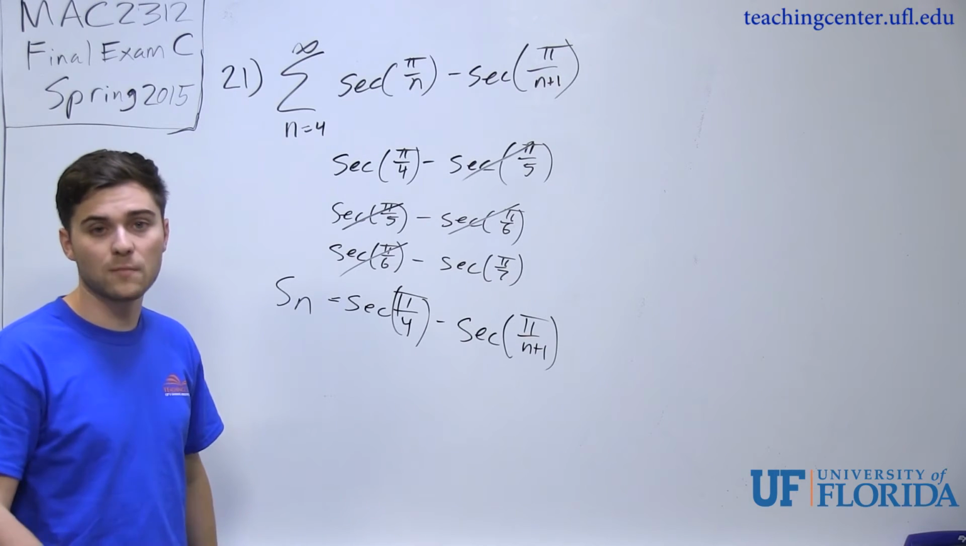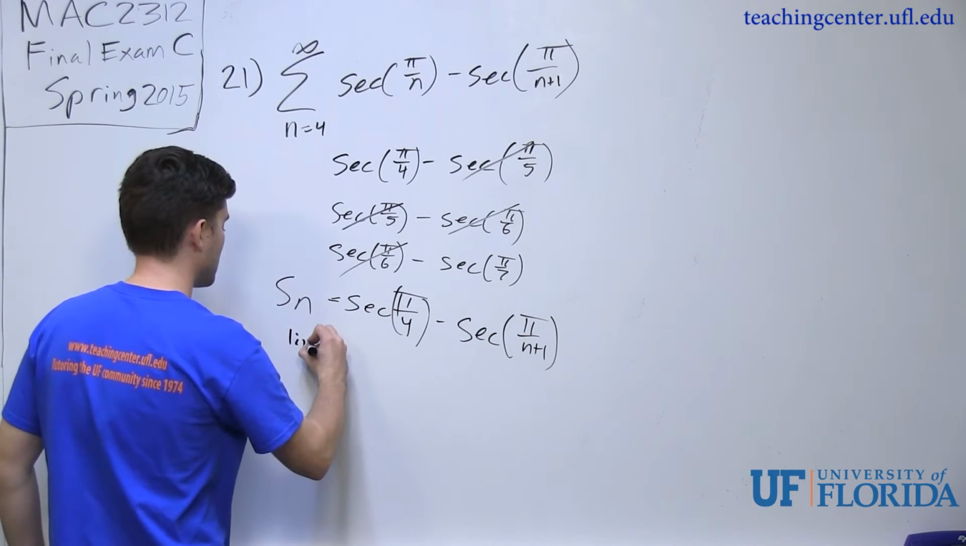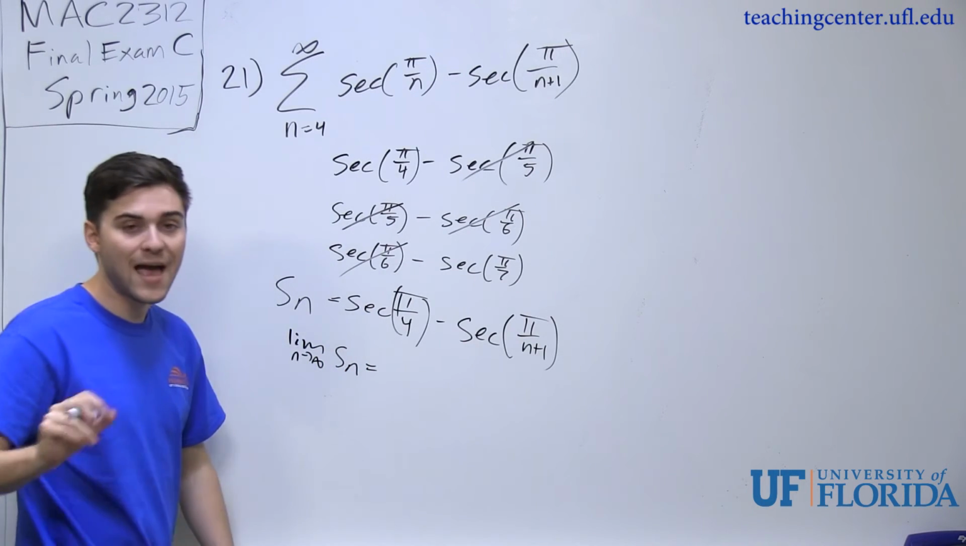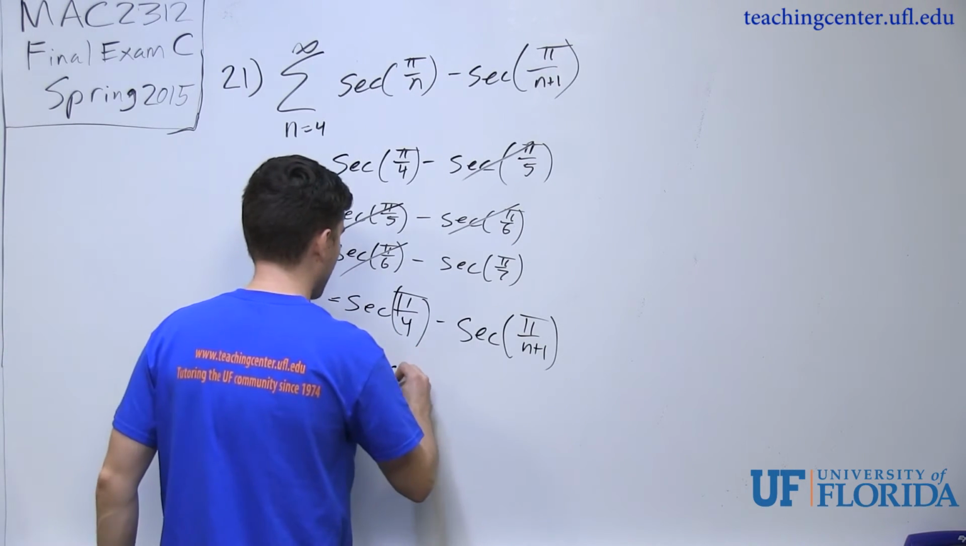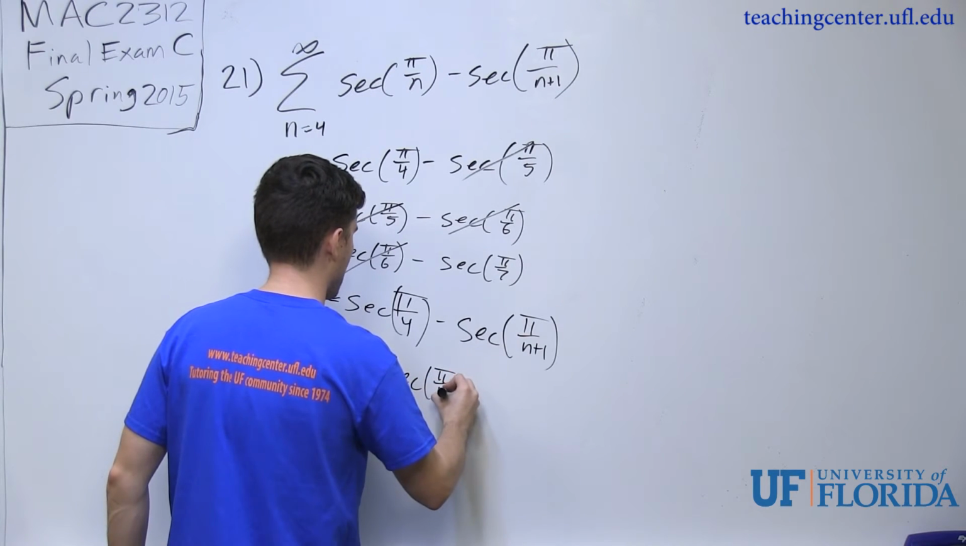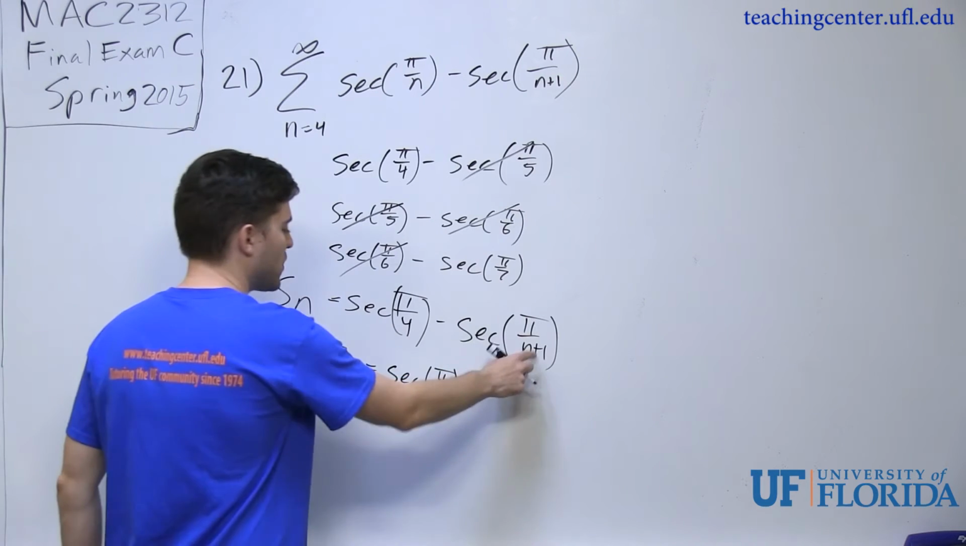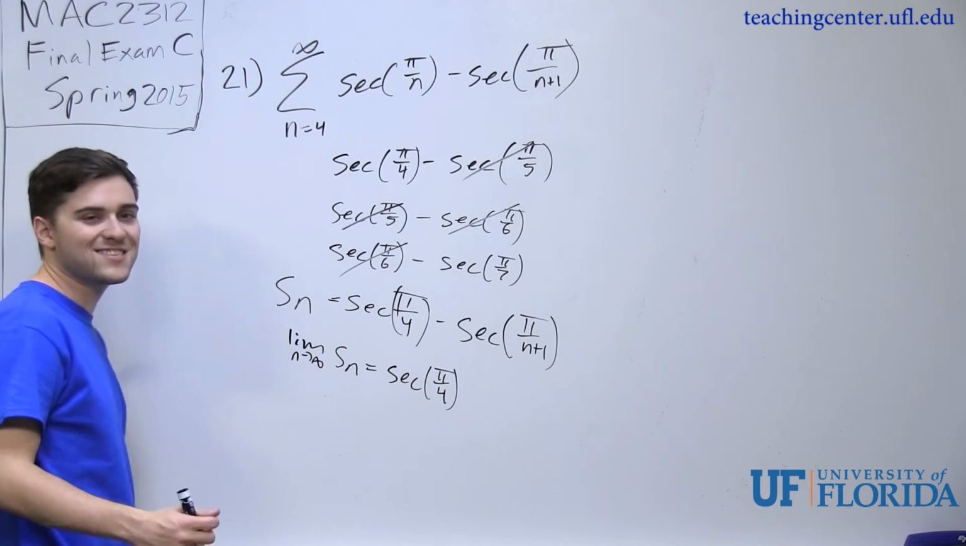But I want the true sum, so what that means is I want to take the limit as n approaches infinity of s of n to be able to get what the actual sum is. Secant of pi over 4 doesn't change. We still keep that as a constant, that's not a function of n. For this one, if we take the limit as n approaches infinity, we end up with secant of 0.